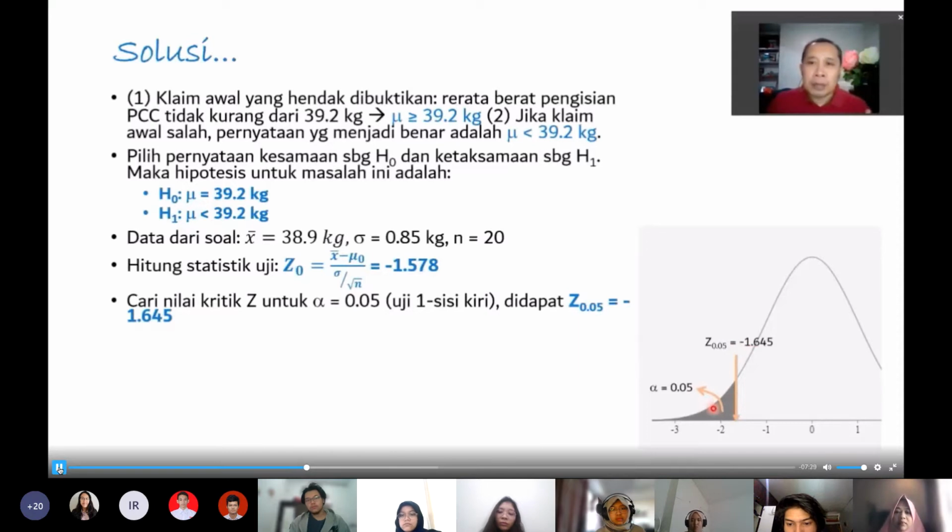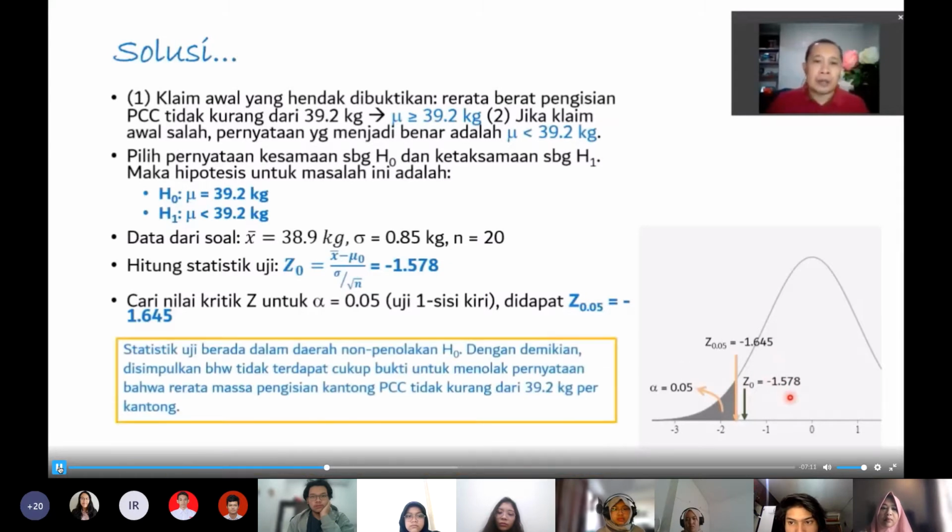Mungkin Anda bisa memikirkan juga bukan sebelah kiri, sebelah kanan, karena kadang-kadang agak membingungkan, tetapi luar dan dalam. Sebelah luar adalah daerah penolakan H0, dan sebelah dalam adalah daerah non penolakan H0. Z ujinya, statistik ujinya ada di sini, minus 1,578. Jadi dia berada di dalam daerah non penolakan H0.